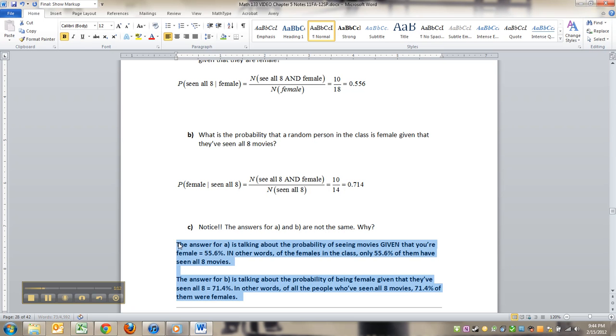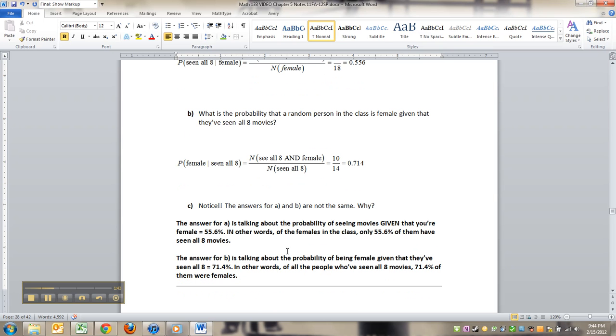Why? Well, lots of reasons, but the answer for A is talking about the probability of seeing the movie given that you're female. In other words, of all the females in the class, only 55% of them had seen all 8 movies. The answer for part B goes in reverse. It's talking about the probability of being female given that you've seen all 8, which is 71.4. In other words, of all the people that had seen all 8 movies, 71% of them were female. So if you were going to look at all the people that had seen all 8 movies, it's much more likely that that person's a female, 71% female.